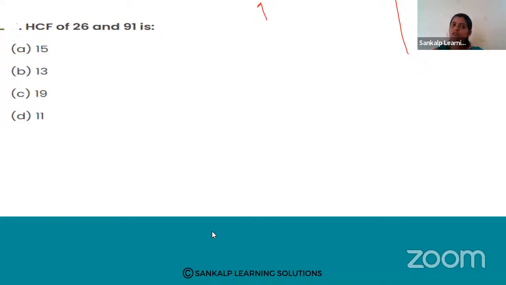Yes, HCF of 26 and 91 is: 15, 13, 19, 11. Yes, we have to find out the HCF. HCF means highest common factor. LCM means lowest common multiple, right? HCF of 26 and 91 is 15, 13, 19, 11. Which one is correct here? I will give you 1 minute. Everyone start, solve and tell me the answer. Which option is correct?